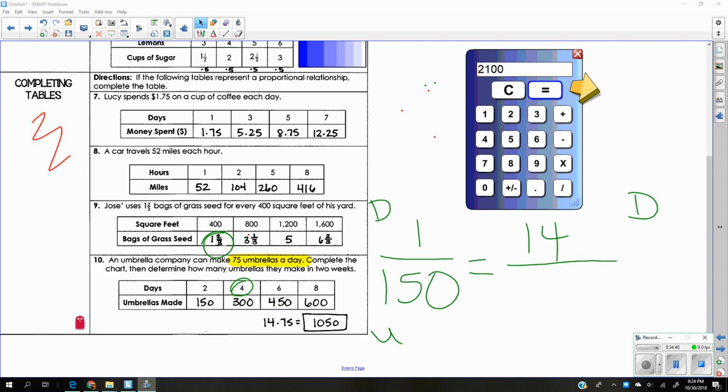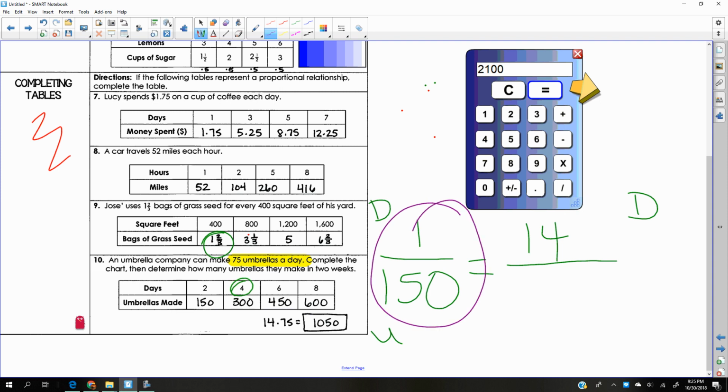Does anybody know the mistake that I just made? I made a big mistake. Look here. How many of you guys figured that out? Right there. They didn't make 150 umbrellas in one day. They made 75 umbrellas in one day. It's a good thing I figured this out beforehand. Then I would be giving you guys the wrong answer.